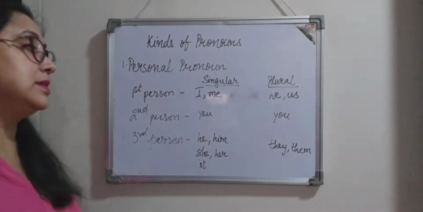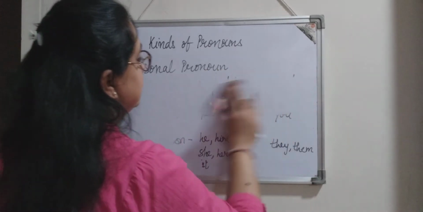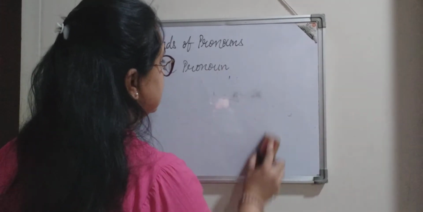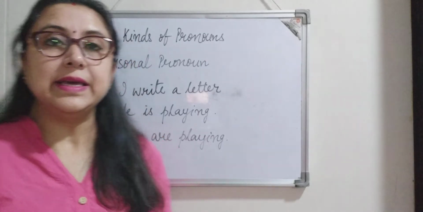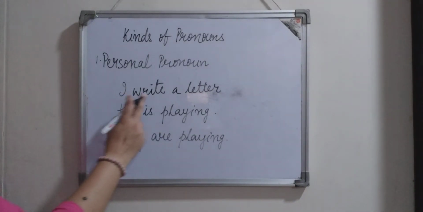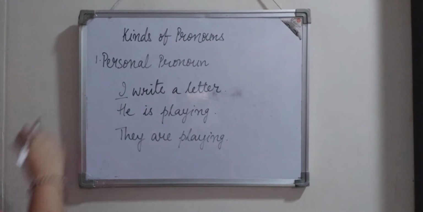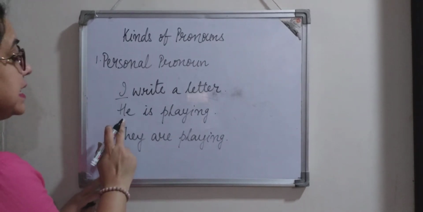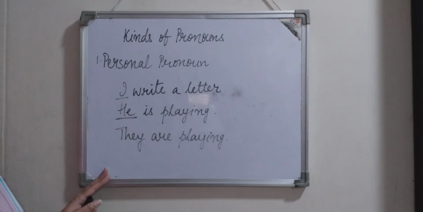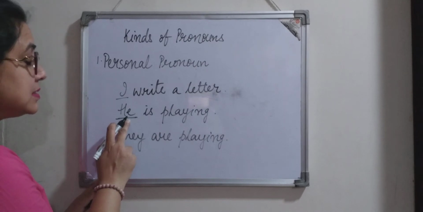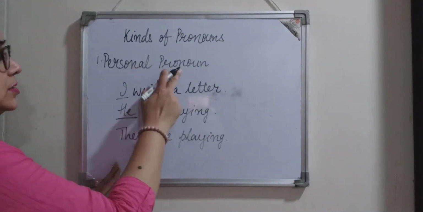So basically, personal pronouns are those pronouns which stand for persons. I'm going to give you an example which would make your understanding clearer. In these sentences, I write a letter. I is the personal pronoun. Similarly, in the second sentence, he is playing. So he stands for a person. He is representing a person, right? That is the third person. So he is again a personal pronoun.